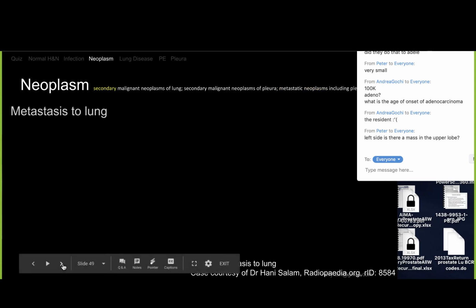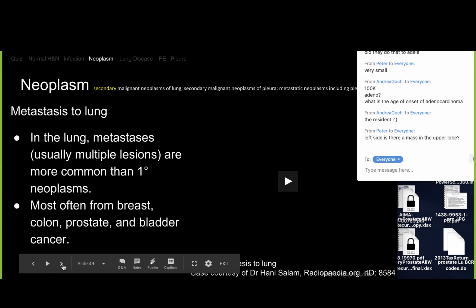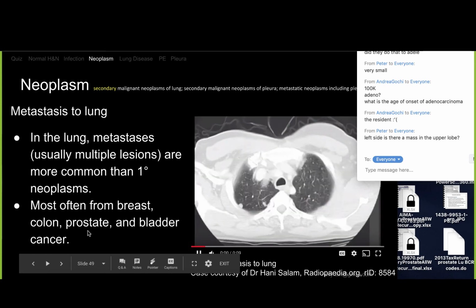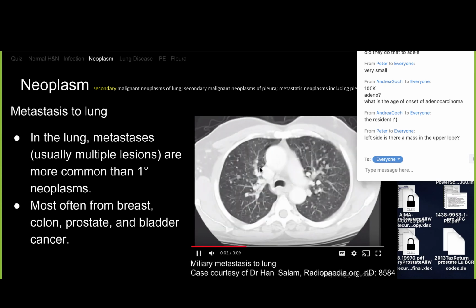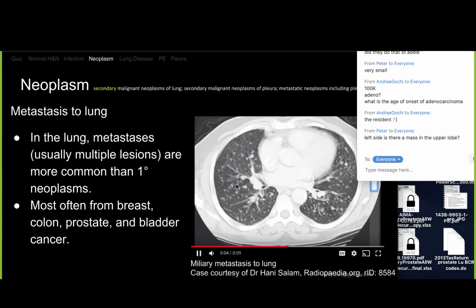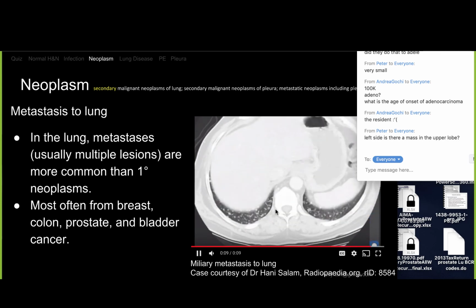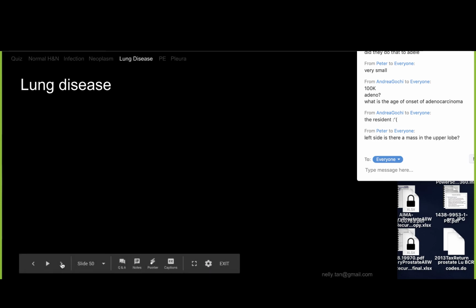Okay. Secondary neoplasms, basically metastases, most commonly from breast, colon, prostate, and bladder. So you see here all these little tiny nodules everywhere in random distribution. This is your metastases. Okay, so we're moving on to lung disease.